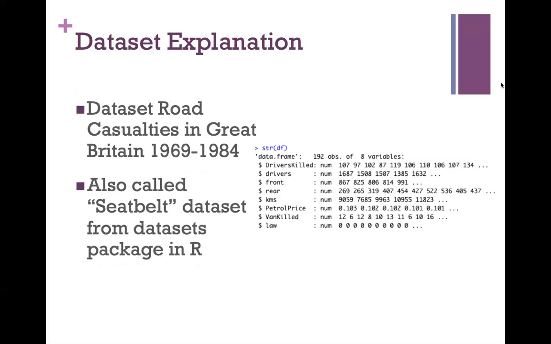So you have drivers killed, which is really what we're interested in. Then there's drivers, which is the number of drivers. I don't use front or rear. Those are just whether the accident was in the front or the rear of the vehicle. Kilometers I use, which is the distance driven by the drivers, the petroleum price I eventually used, and then van killed and law I do not use. But van killed is just whether there was a van, and law is a 0 or 1, whether a new law was in place or not.